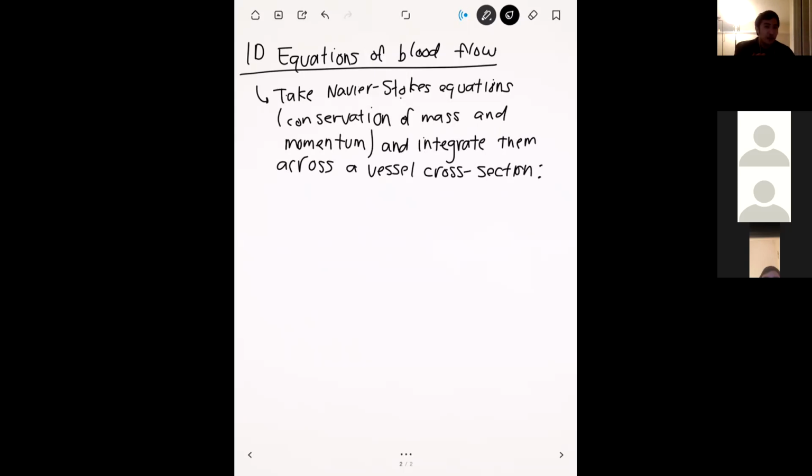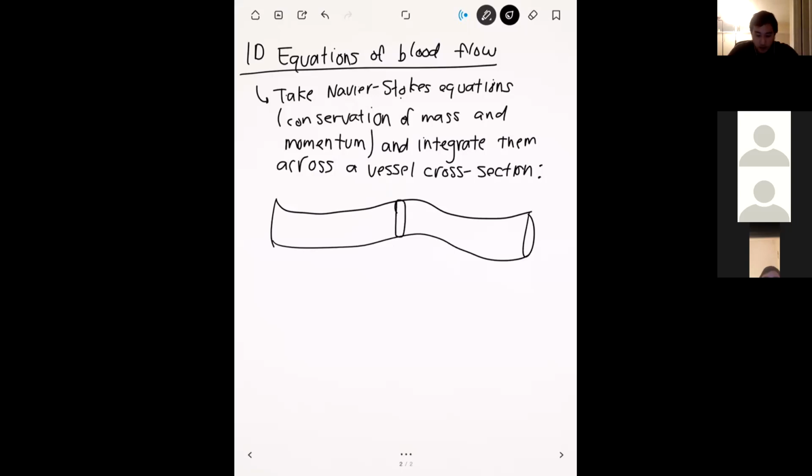And so if you think of integrating as a way to mathematically average a certain quantity over a certain space, then essentially what we're doing is averaging the Navier-Stokes equation across a cross-section of the vessel, right? Because normally you have a vessel that looks like this. And by averaging across the cross-section, what we're basically doing is slicing the blood vessel in a way like this.